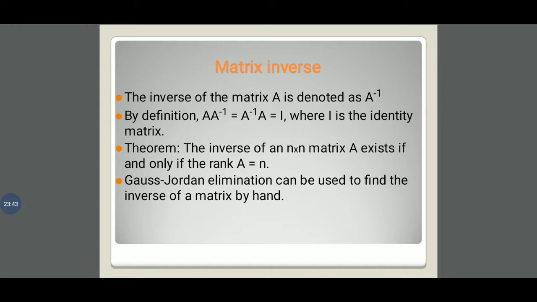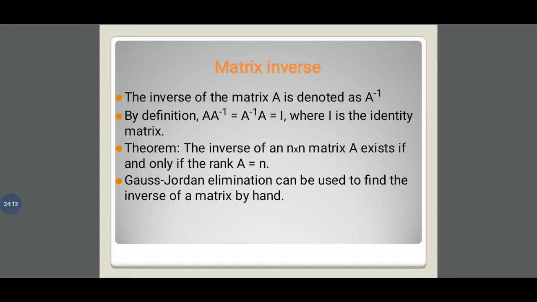In other words, we can say for a square matrix, A inverse exists only if the determinant value of the given matrix is not equal to 0. That is, in other words, the matrix should be non-singular. Hope you have understood.